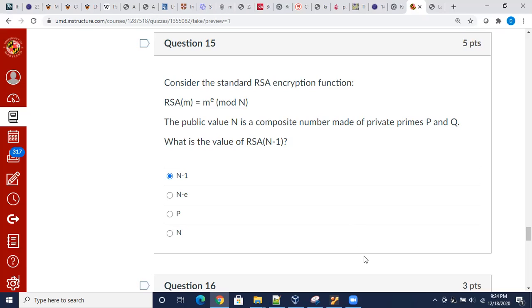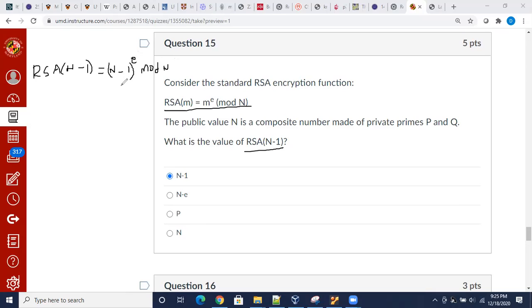Well, we can just start writing what are the things that we know. We know this definition. They're asking RSA of n minus 1. So that means RSA of n minus 1 can be written as (n minus 1) power e, in mod n. Okay, that's basically what they're asking. What can we say about (n minus 1) power e mod n?